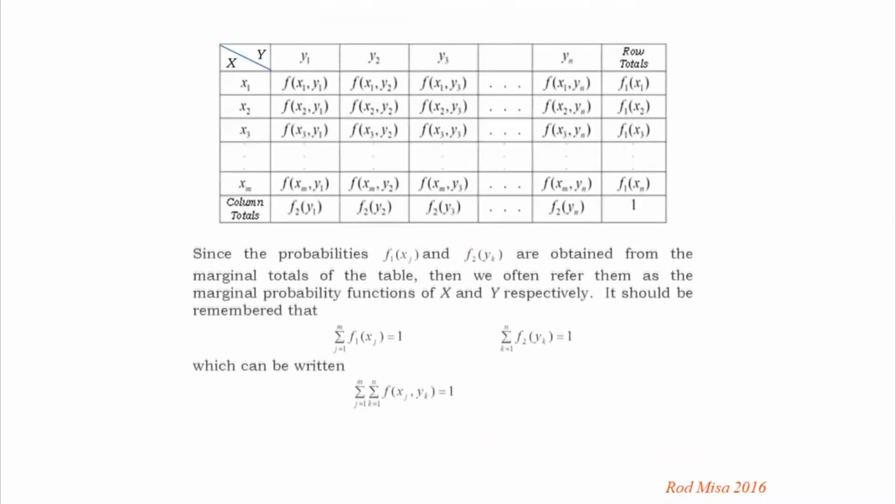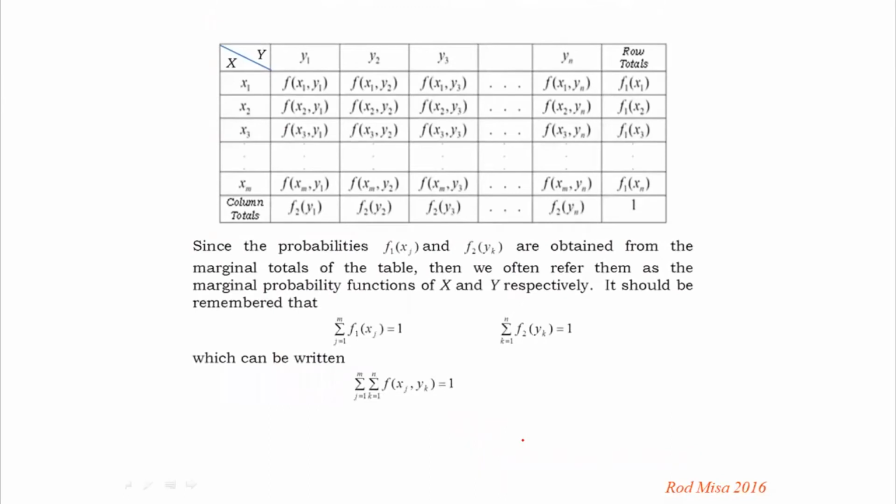Now, since the probabilities of f sub 1 of x sub j and f sub 2 of y sub k are obtained from the marginal totals of the table, then we often refer to them as the marginal probability functions of the random variables x and y respectively.